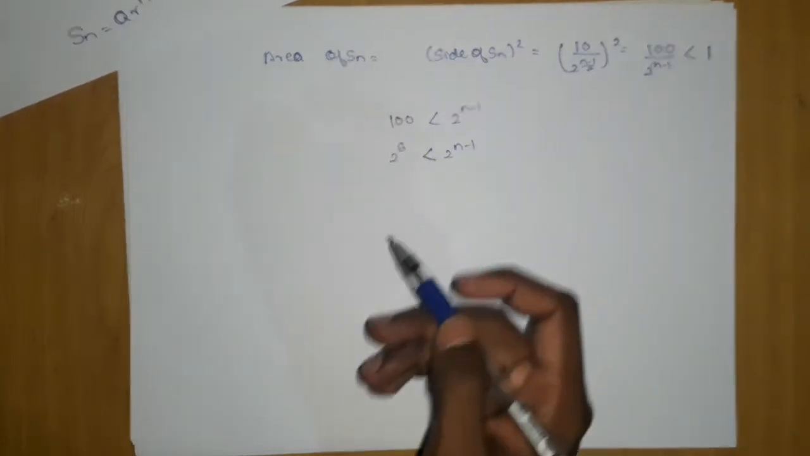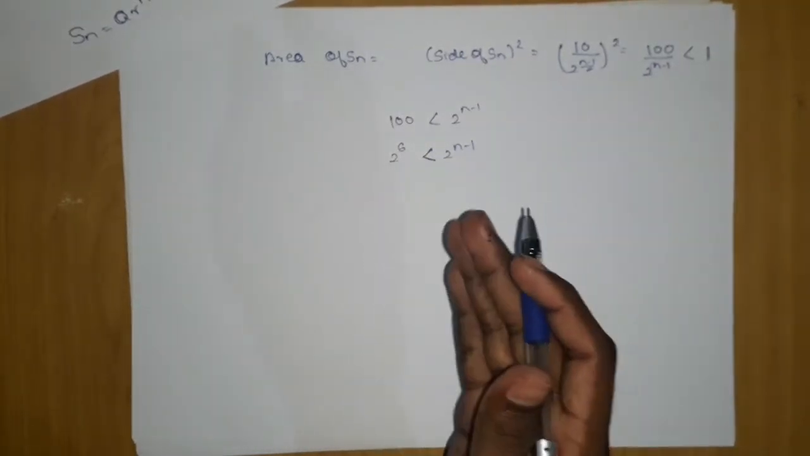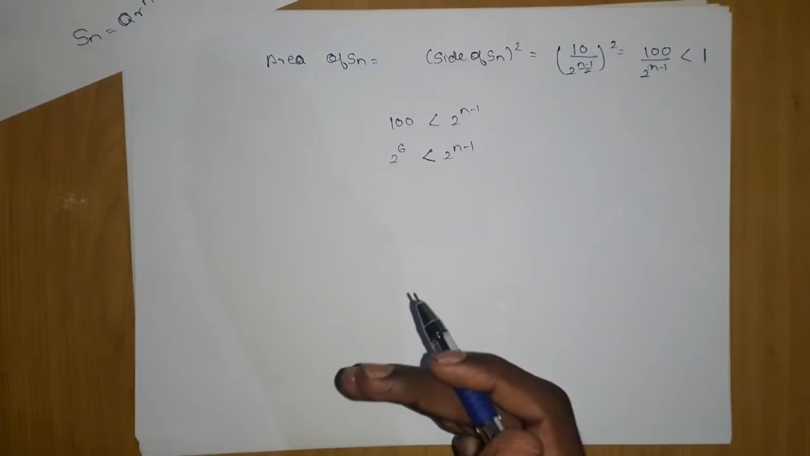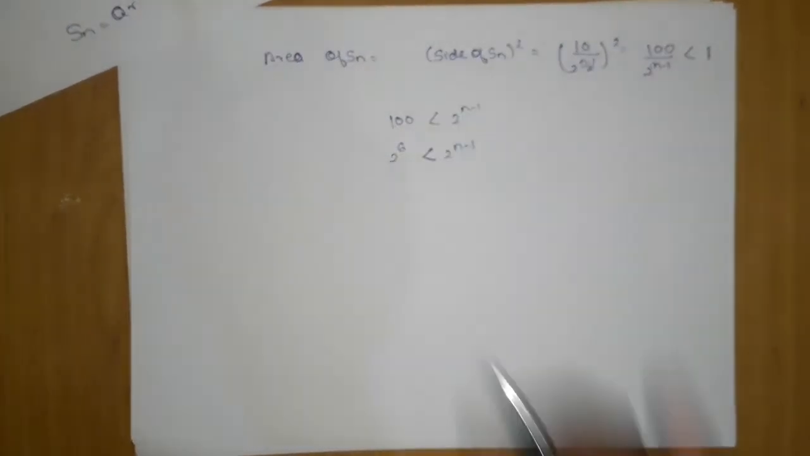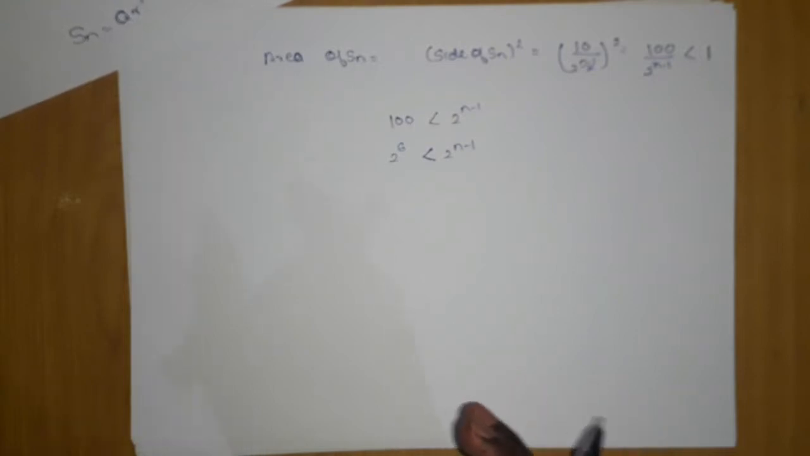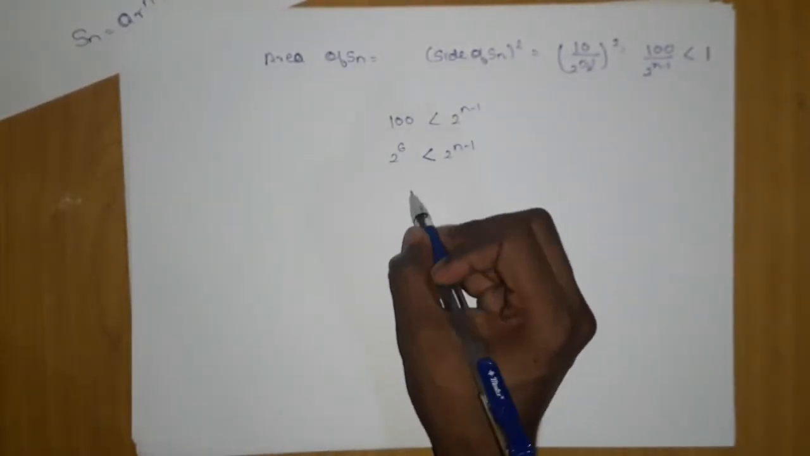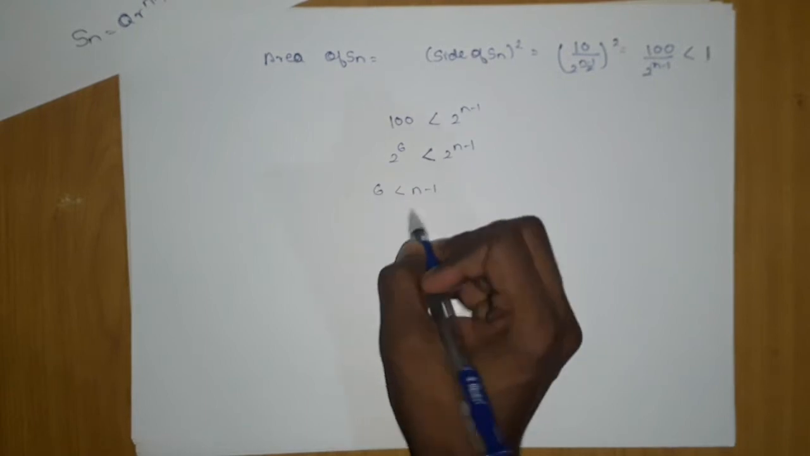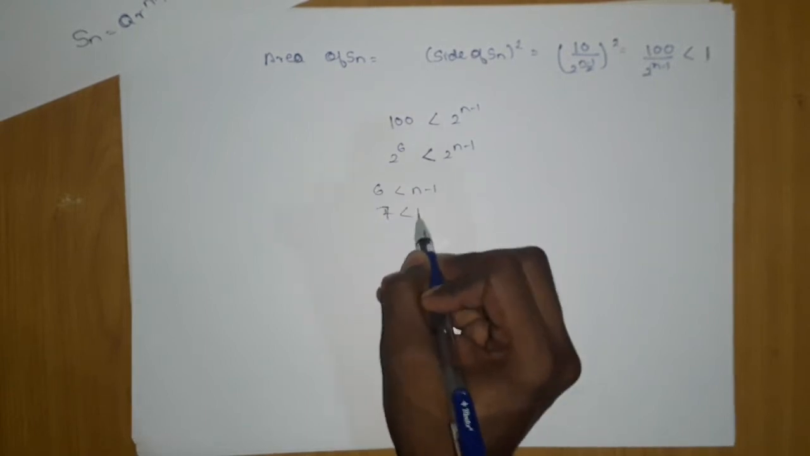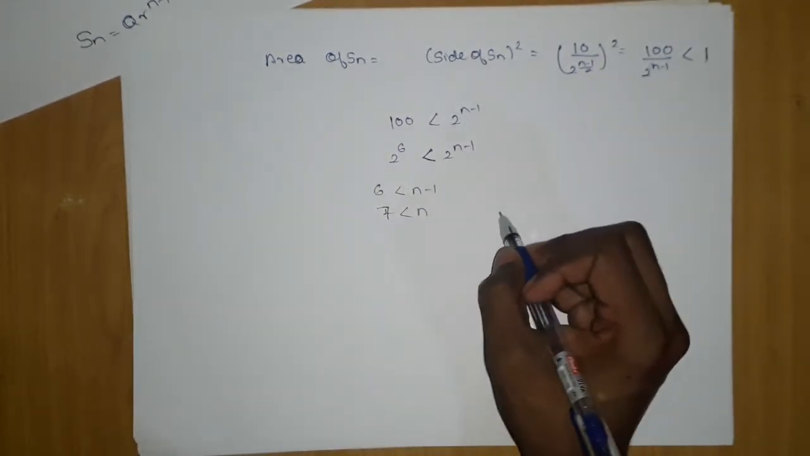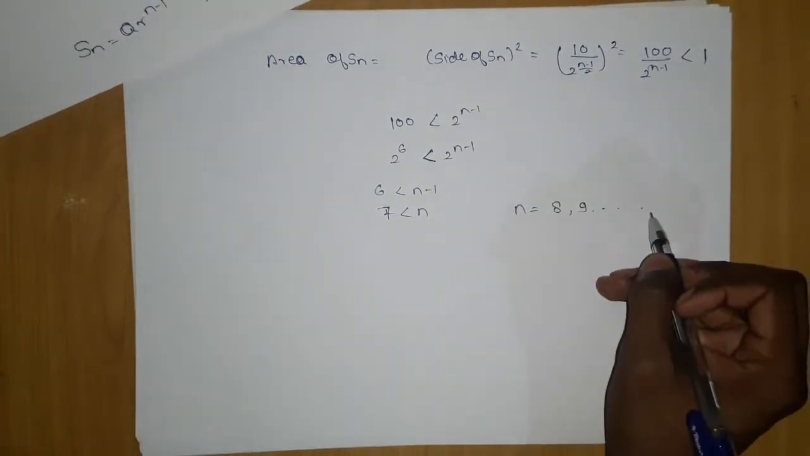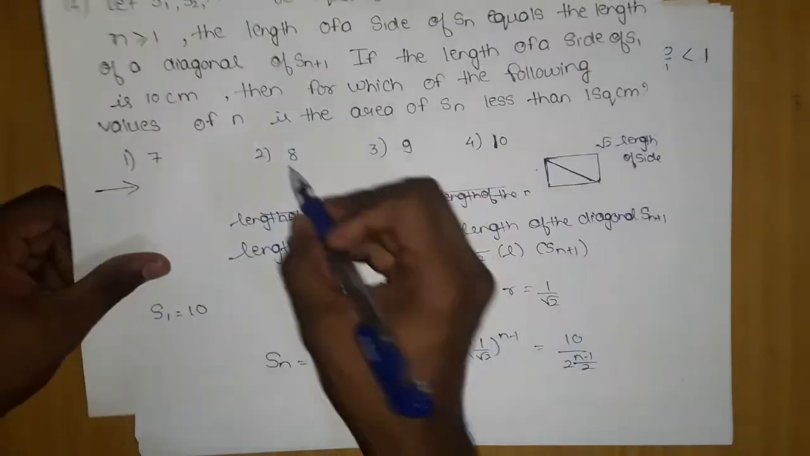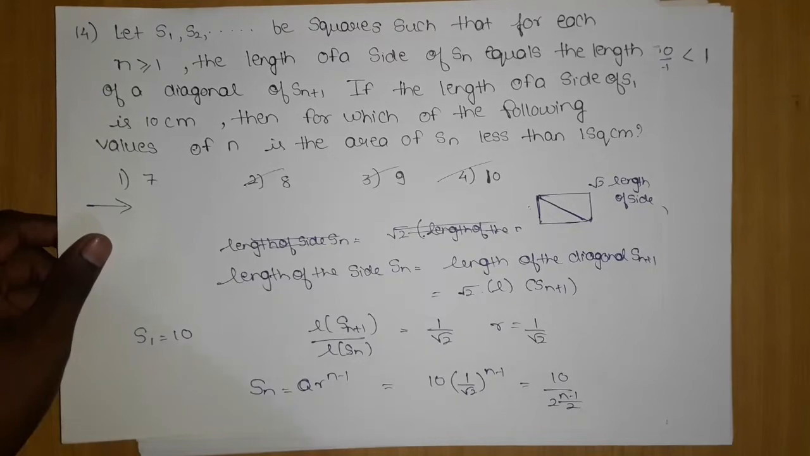Why we didn't require 2 power 5, because 2 power 5 is much less, we want to move closer to 100, because that also will be less than this. Hope you are understanding what I'm telling. So n minus 1 should also be greater than 6, which will give me n should be greater than 7. So possible values of n can be 8, 9 and so on. Here what is possible are 8, 9, 10. Three are answers. Hope you have understood.